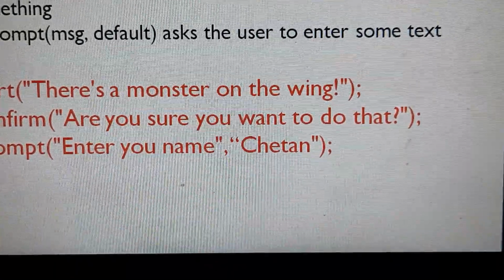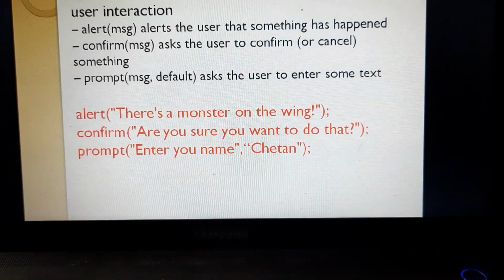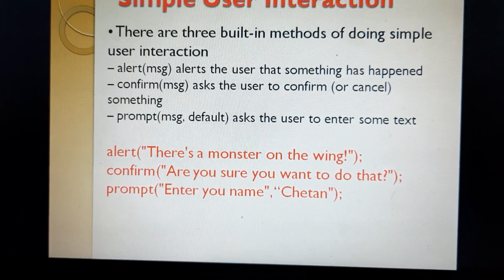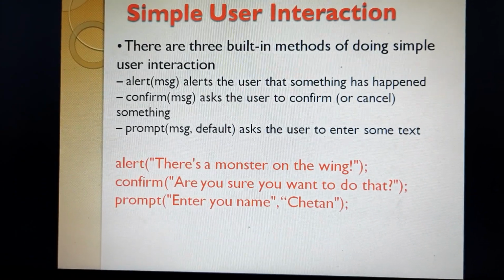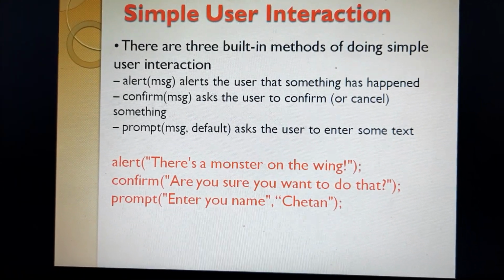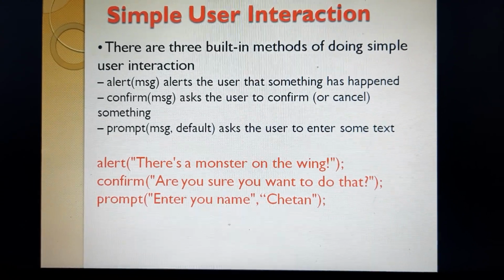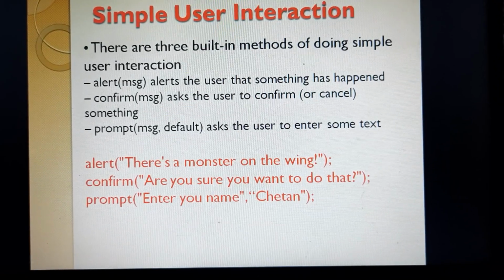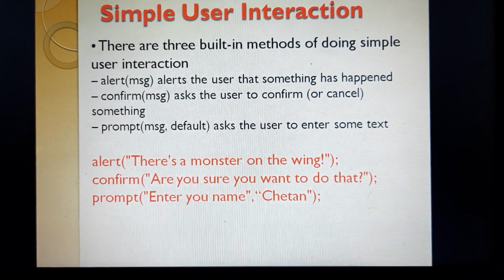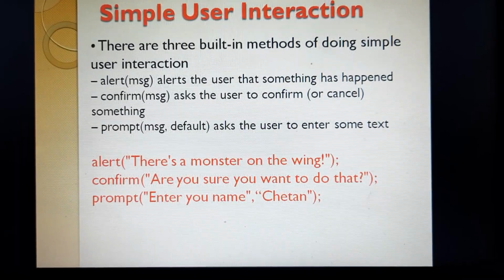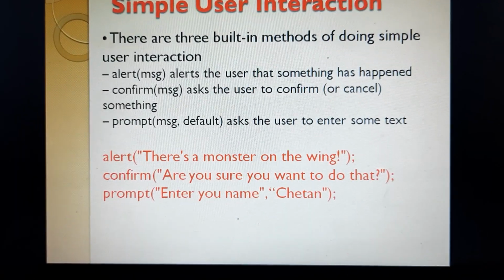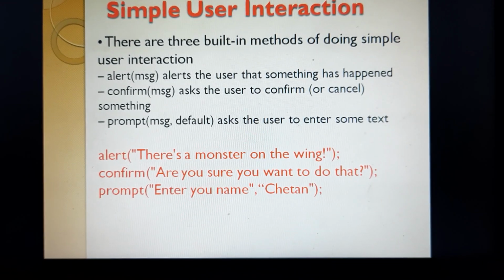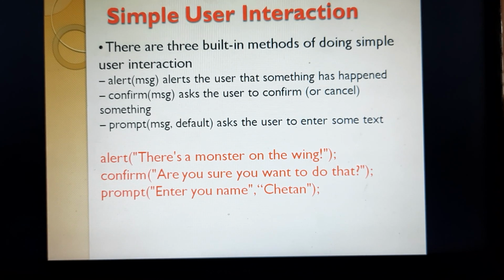So Chetan will act like a value. So we can specify the value also, which is called a default value. We can specify a default value, or if we don't want to specify, simply after the comma in double quotation we need to keep it blank. So when your prompt is displayed on the screen, it doesn't display any value, so it doesn't take any default value. So this is how you can use these methods.